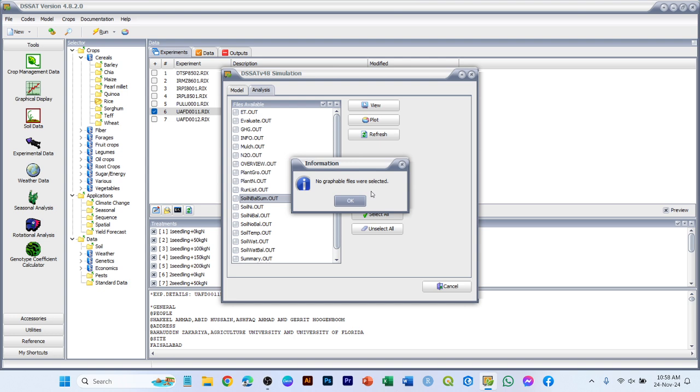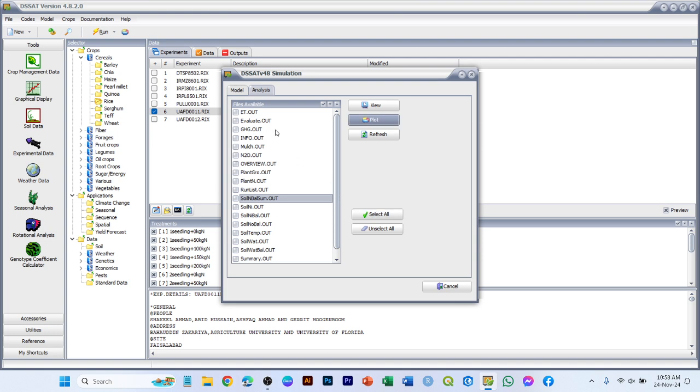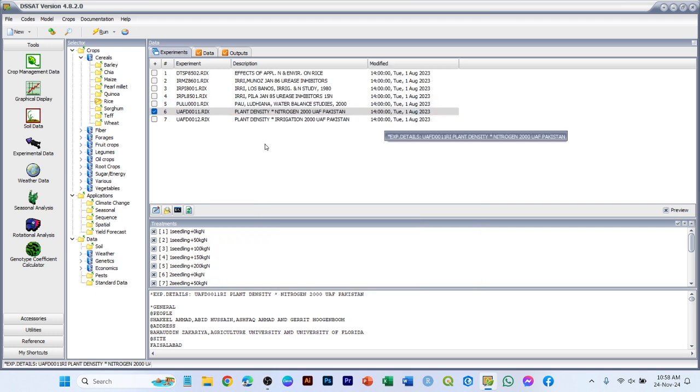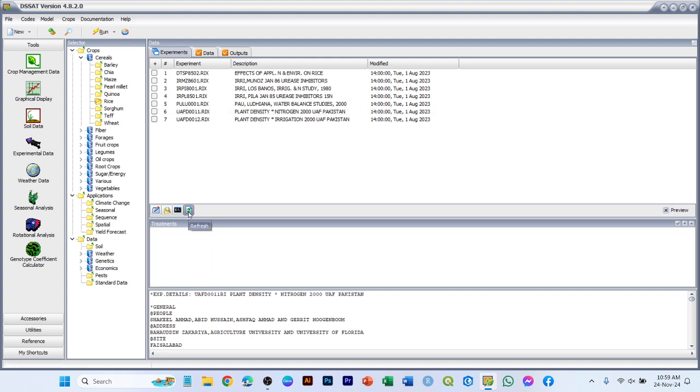There is some... again you have to refresh it. So run the model again. Over here there might be some refresh. Yes, this one. Okay. No need to close the DSAT. Then again you have to run it. Simply refresh over here.